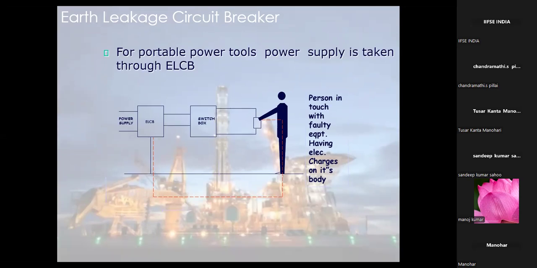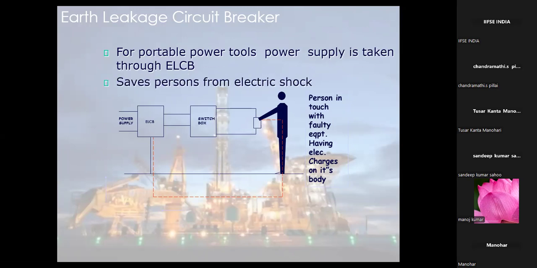RCCB is independent of the earthing system. That means even if you don't have a proper earthing mechanism, it will definitely work. Whereas for ELCB, you should have a proper earthing system. If your earthing system is working very fine, your ELCB will work. If it doesn't, ELCB will definitely fail. So that is the reason I will not use ELCB. Instead, I will use RCCB.